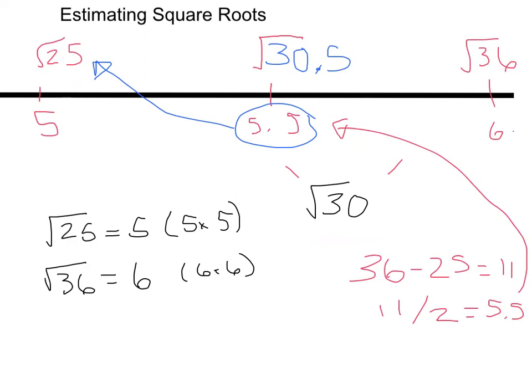So in this case, I'm going to say I'm just about here. We're estimating, so again, it doesn't have to be perfect. So the square root of 30 is approximately, and this little swivel is our approximately, 5.4. And that is our answer to estimating square roots.